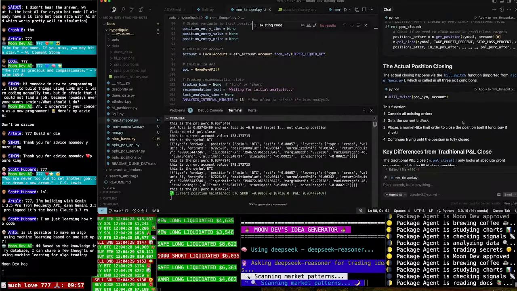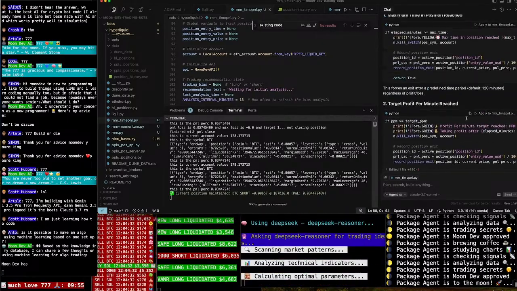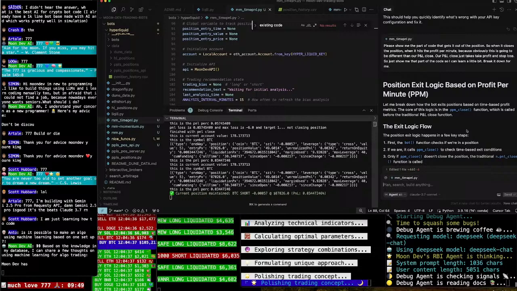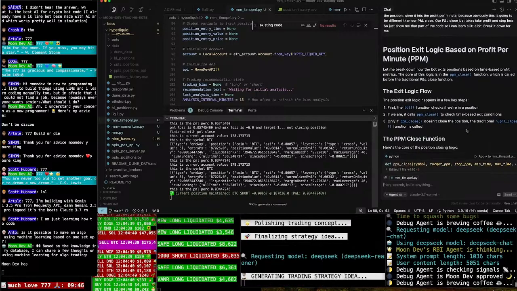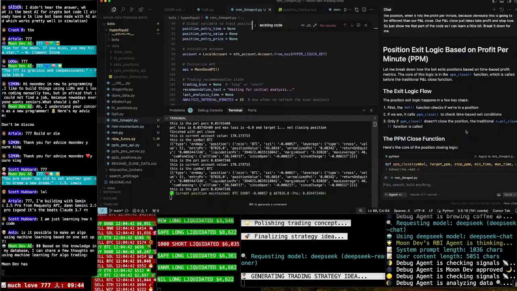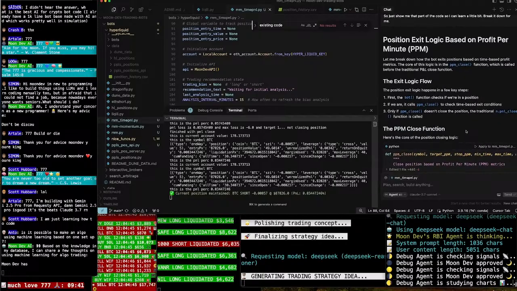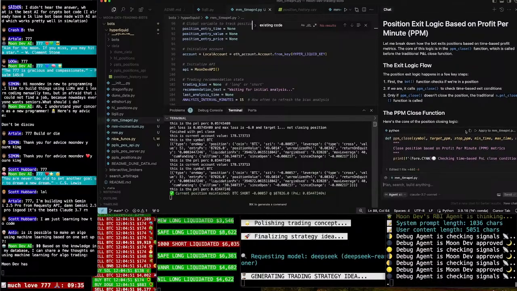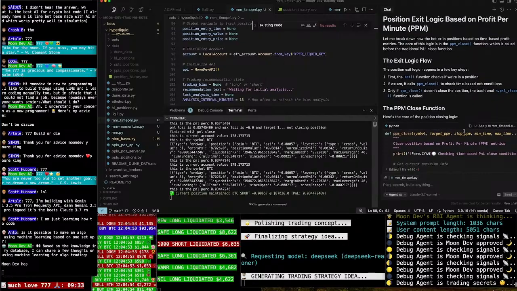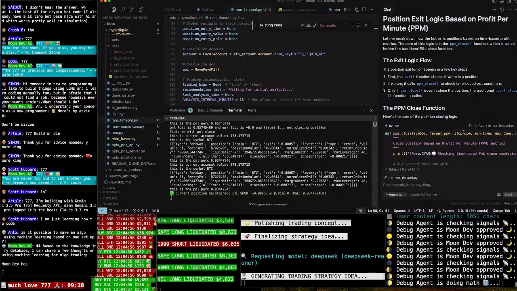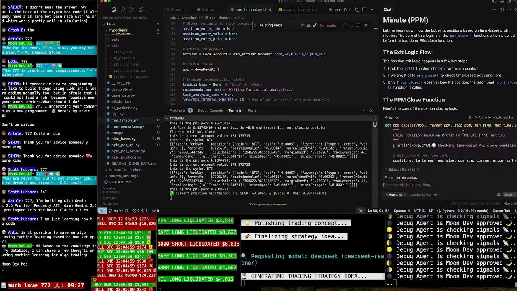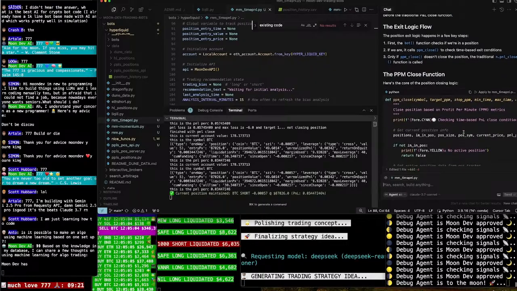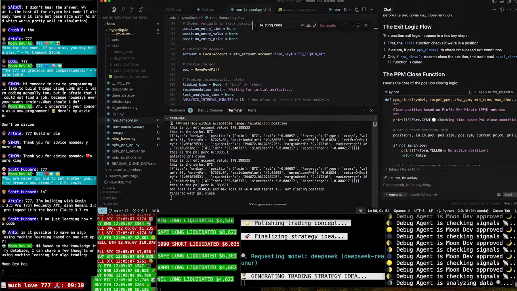Let's read what this says. Okay, so you can see here, I asked a question about how this works. Let me break down how the bot exits positions based on time-based profit metrics. The core of this logic is in the PPM close, profit per minute, function, which is called before the traditional P&L close. Nice. The position exit logic happens in a few key steps. First, the bot function checks if we're in position. If we are, it calls PPM close to check time based.